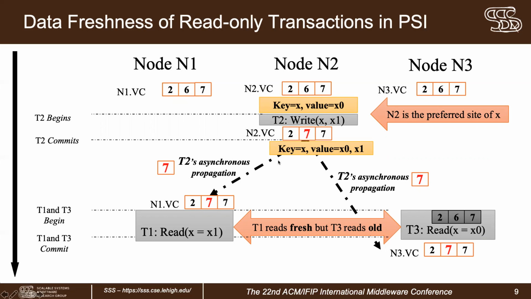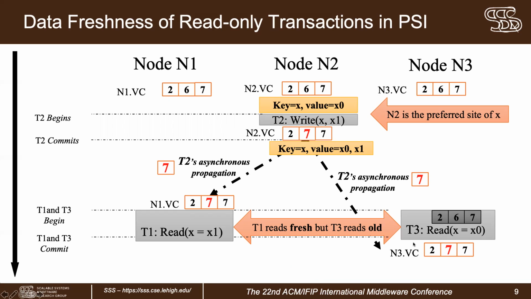And as we said, the result of this commit can be propagated later to different nodes which are not preferred sites of key X. Suppose that node 1 receives the outcome of T2 sooner than node 3. Once T1 starts on node 1, it has the information about the outcome of T2. That's why T1 can read the latest version of X, meaning X1.